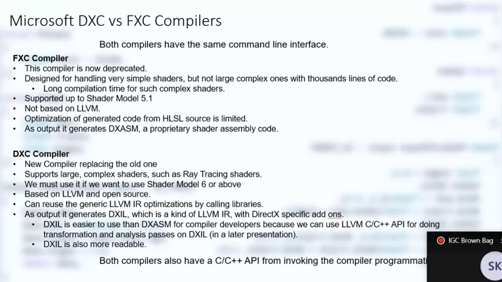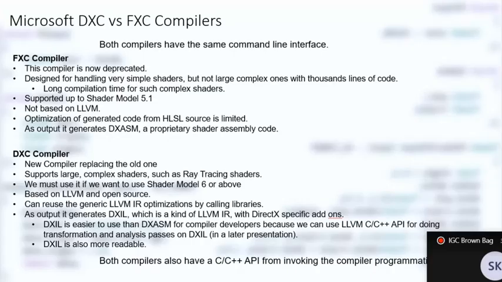Now, the DXC compiler is the new compiler replacing the old one. It supports large complex shaders, such as ray tracing shaders, which may be thousands of lines of code for certain special effects. We must use it if we want to use shader model 6 or above. It is based on LLVM and it is an open source compiler. It can use the generic LLVM intermediate representation optimizations by calling libraries. As output, it generates DirectX intermediate language, which is a kind of LLVM intermediate representation with DirectX specific add-ons.